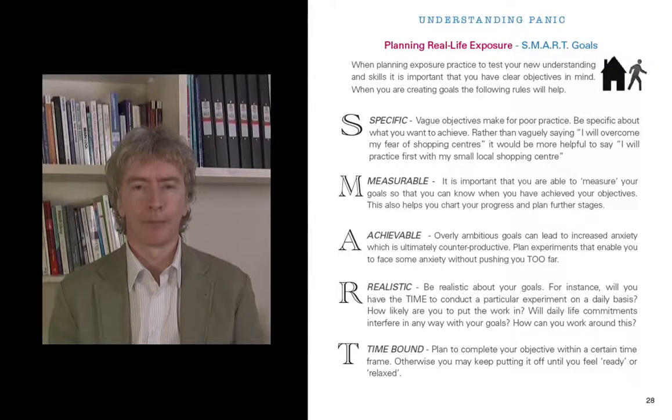T for time bound. Plan to complete your objective within a certain time frame. So say to yourself, I want to even do the small steps for the shopping centre within 2 or 3 weeks. Otherwise, you may just keep putting it off until you feel ready or relaxed enough or confident enough. Just work out, I want to do it within that amount of time, and try to go for that.